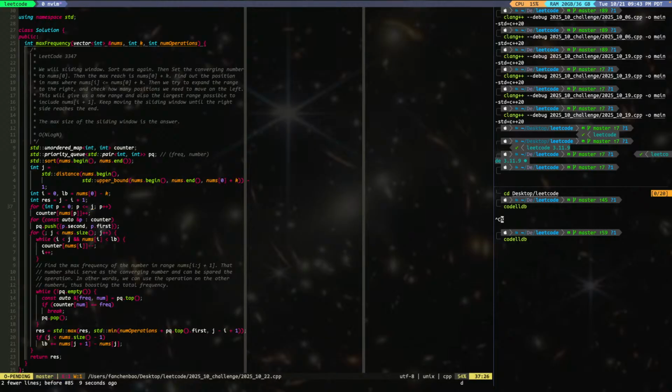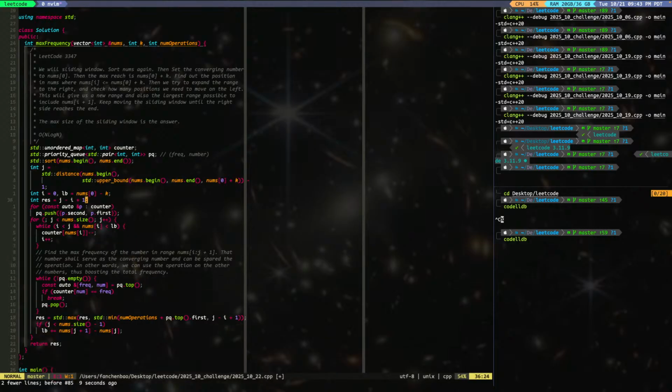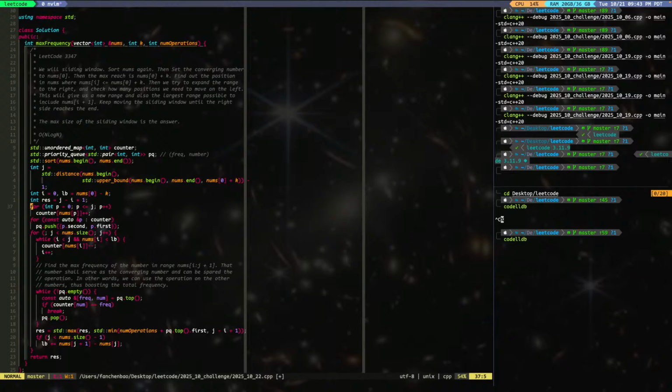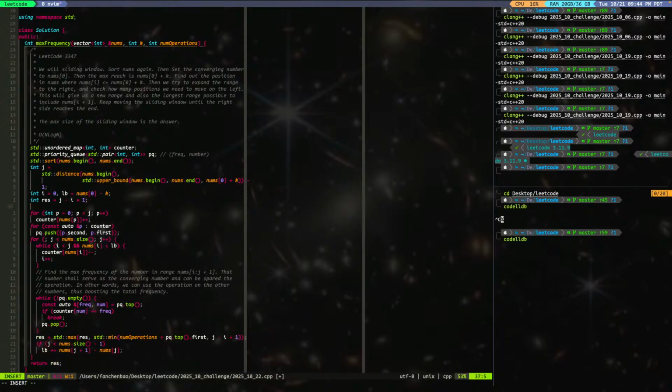So what we do is, hold on a second, smaller than j. Okay, so do not count j yet. We will count it in the main for loop. So I don't count j here. Right, so I do not count j here.